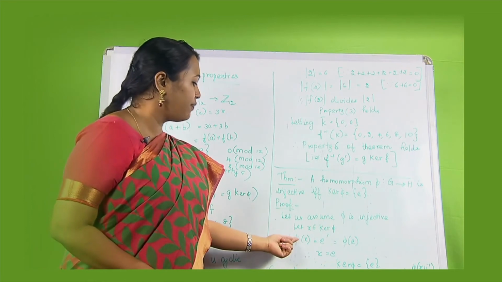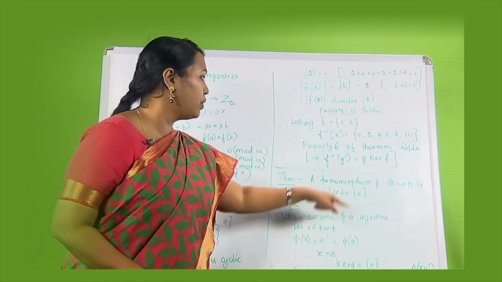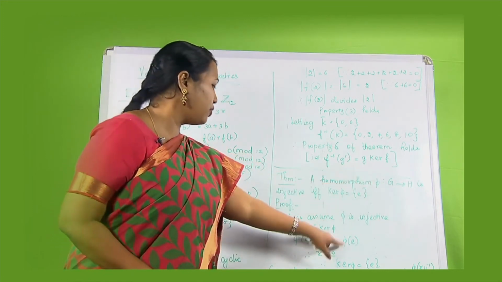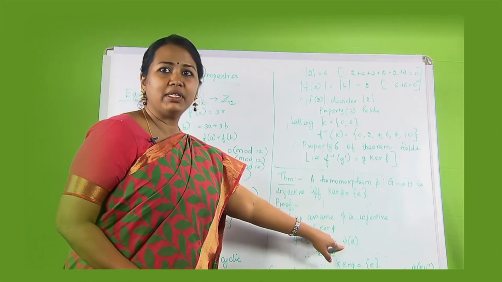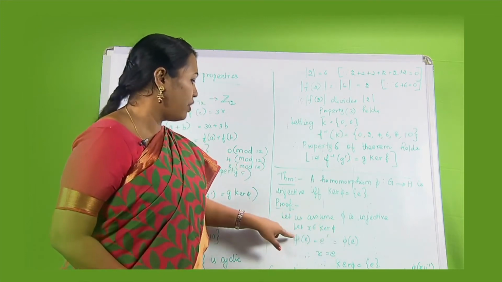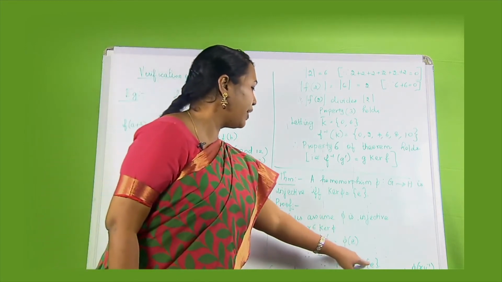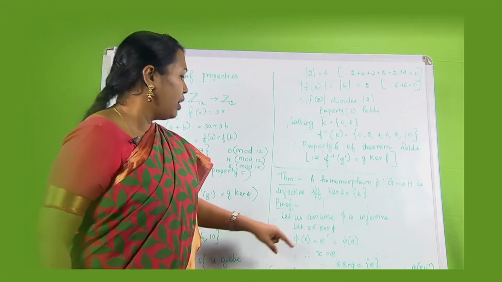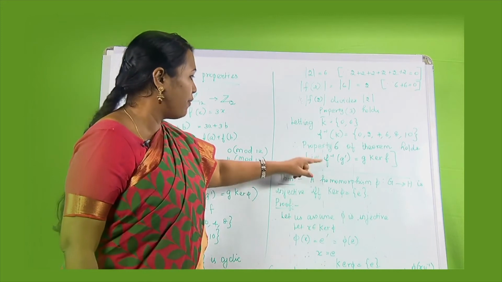So, obviously, phi of x is equal to E dash, being the identity element of H, that is equal to phi of E. This is because identity elements are mapped onto identity elements by property 1. Therefore, from this we can say that x is equal to E. Therefore, kernel phi is equal to E, and hence one part of the theorem is true. We have proved one part.